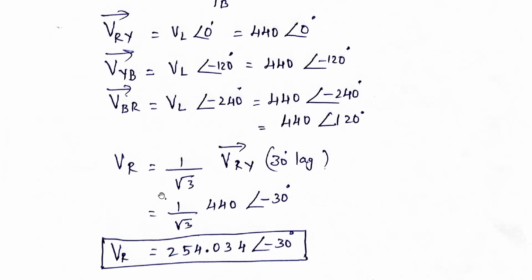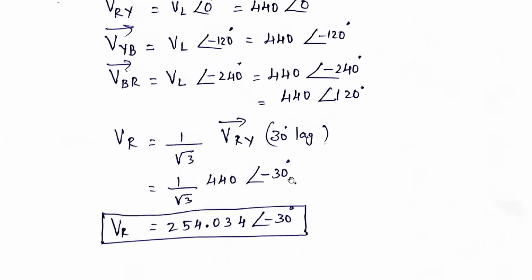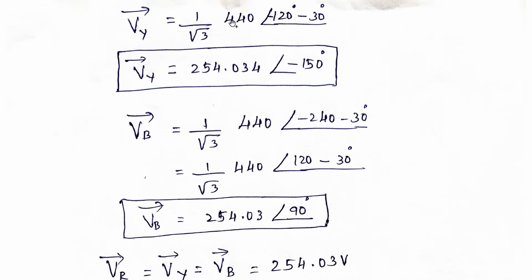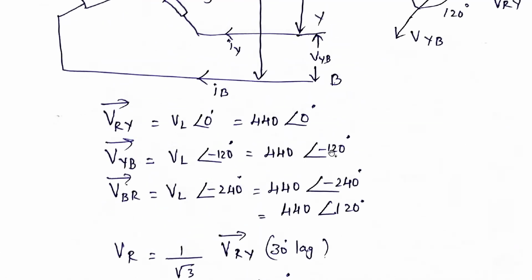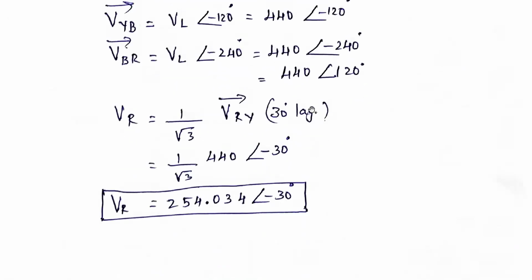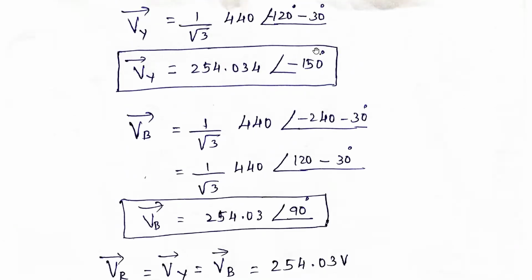Similarly, VY is the same thing, 440 divided by root 3, at the angle of minus 120 degrees minus 30 degrees for the conversion. So minus 120 minus 30 gives minus 150 degrees. So VY is 254.034 at the angle of minus 150 degrees.